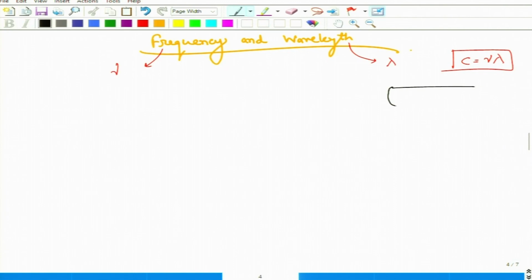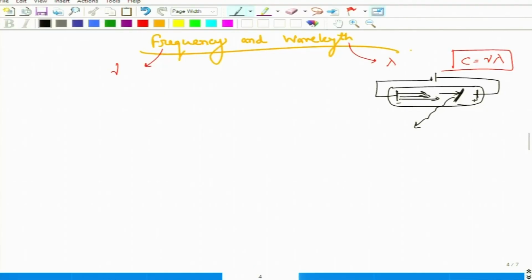Let me draw. This is some cathode ray like this, and there is a metal. The cathode ray collides with that metal and X-ray was emitted, right? Now there is a potential difference, plus minus, this is the potential difference here. Due to that potential difference the cathode ray was generated and the electron was moving, right?